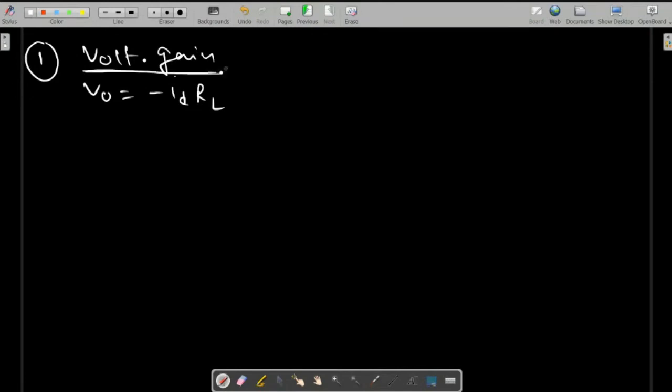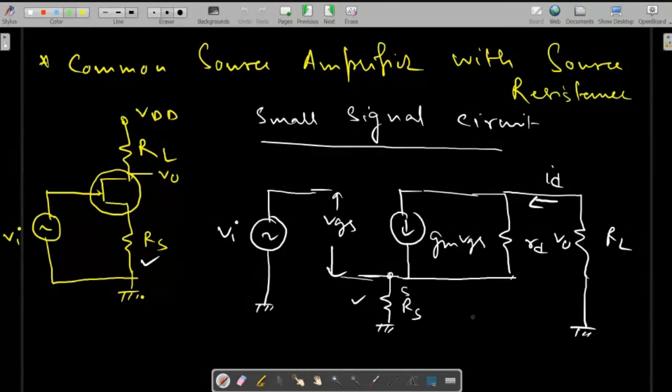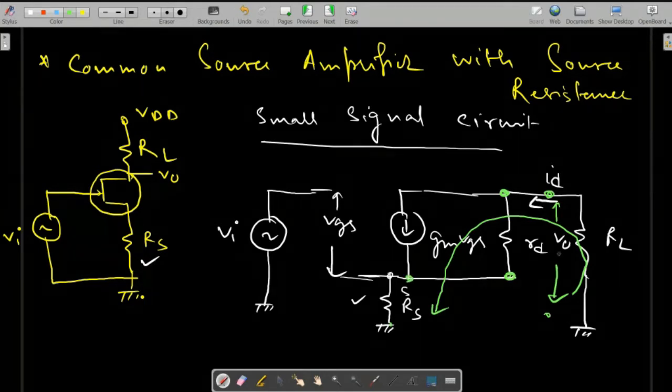How to calculate the voltage gain? Let us see, it is a little bit complicated. We can apply KVL here, a big KVL loop like this. But we already know V0, we are familiar with that. Instead of taking this big loop, we can say the voltage between this point and this point is V0. So what is the value of V0? V0 is equal to the voltage drop across this resistance plus the voltage drop across this resistance.